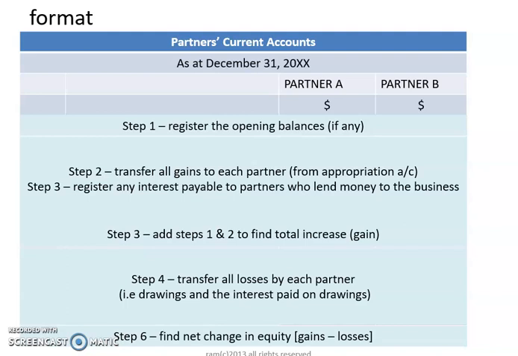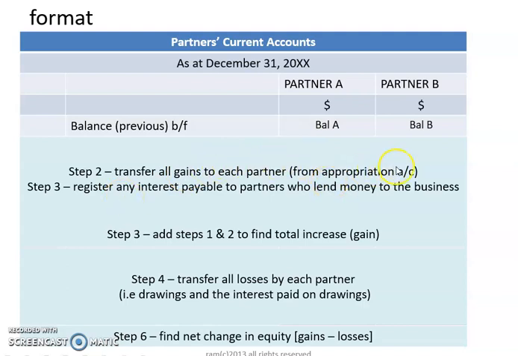So remember, step number 1 would be to register all of the opening balances. So I've got the balance brought forward for A and the balance brought forward for B. Now what you need to know is that if any of these had a negative balance, in other words a debit balance, because remember all capital balances are credits, it would mean that the change that would occur on their account is that they lost instead of gaining. All right, so just keep that in mind.